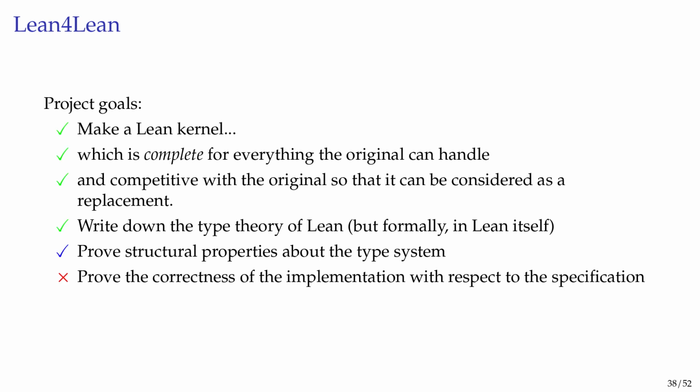Now, the status of these roughly looks like this. Made a Lean kernel: it is complete, it is competitive. We wrote down the type theory of Lean. The structural properties about the type system are sort of work in progress, I'll tell you more. And proving the correctness of the implementation has mostly not been started yet.